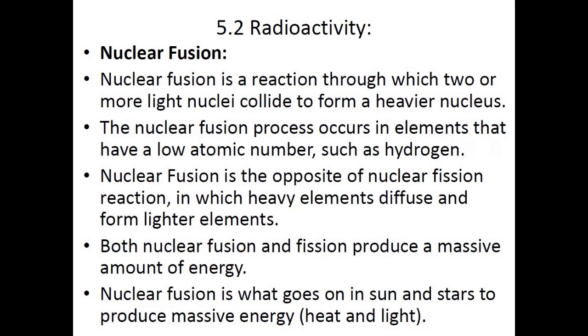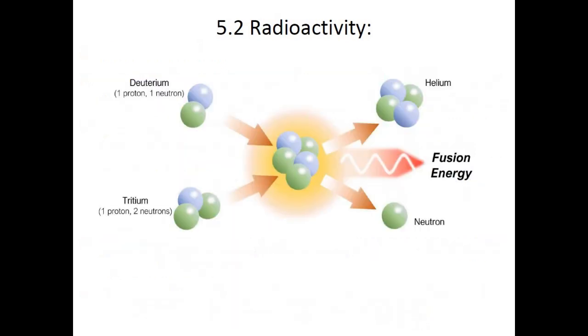Nuclear fusion is the opposite of nuclear fission, in which heavy elements split and form lighter elements, whereas in fusion, the lighter elements combine together to form heavier elements. Both nuclear fission and fusion produce a massive amount of energy. Nuclear fusion is what goes on in the sun and stars to produce massive energy in the form of heat, light, and radiation. This is a diagram of a fusion reaction.